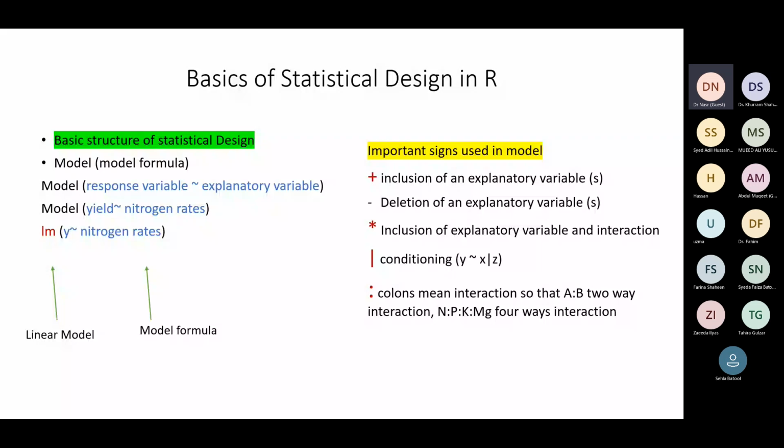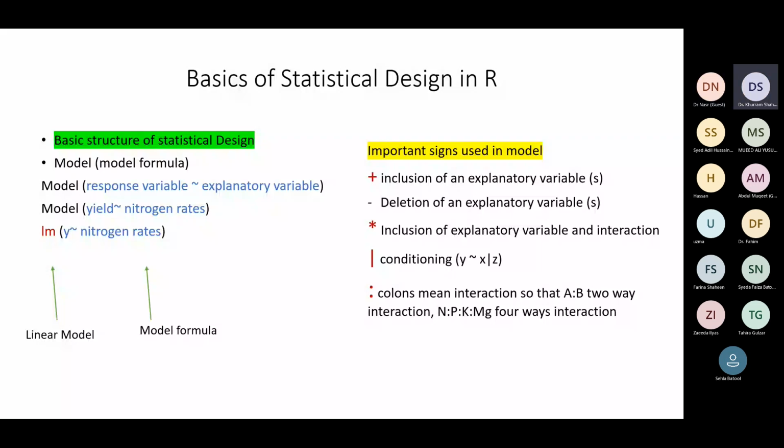In the important signs, we have five important signs. Plus means the inclusion of an explanatory variable, minus means deletion, and asterisk means the inclusion of explanatory variables along with interaction. The fourth sign represents a specific formula, for example y into x into z in this case. Colon means whether the interaction will be two-way or four-way. For example, in this case you have shown AB as a two-way interaction and nitrogen, phosphorus, potassium, magnesium as a four-way interaction. So this is all about the first slide.